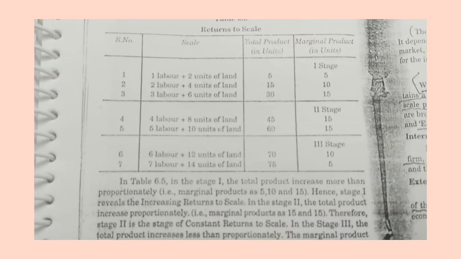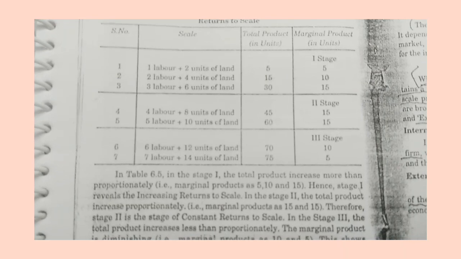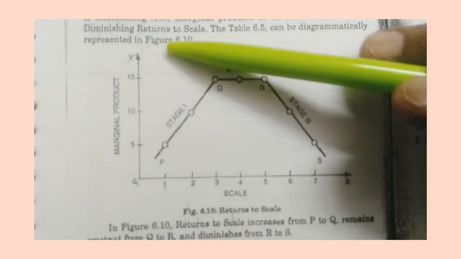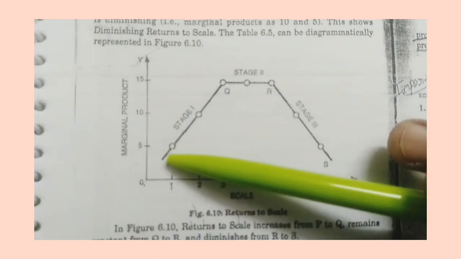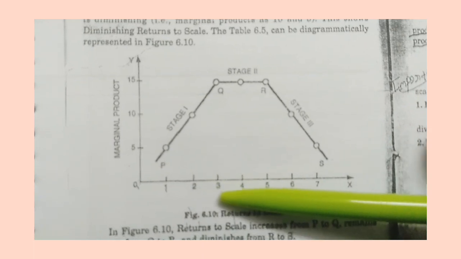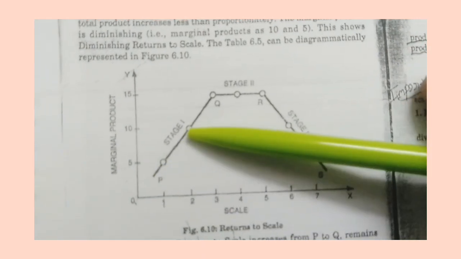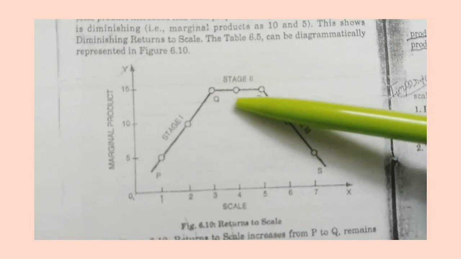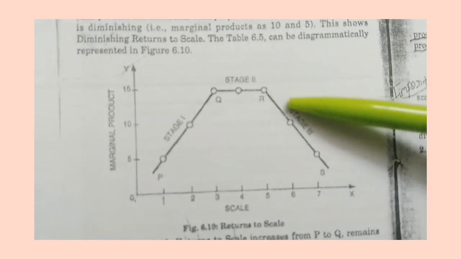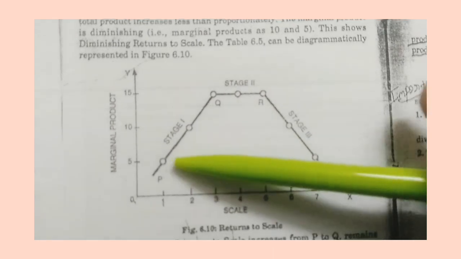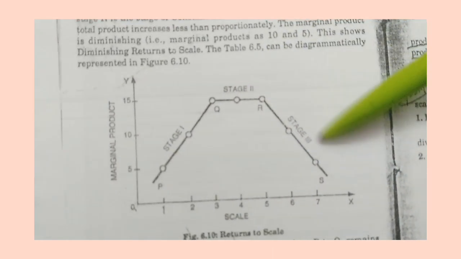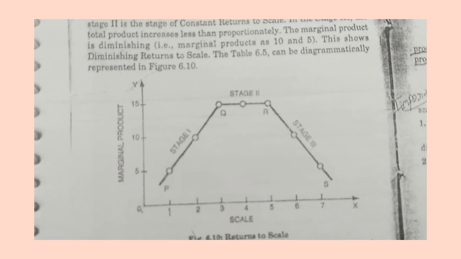This can also be explained with the help of the diagram. Look at this diagram, the x-axis represents scale, the y-axis represents marginal product. The stage 1: when you are increasing the scale, the productivity, the marginal production, is increasing. After this point, the marginal production is constant. After this point, the marginal production is decreasing. Stage 1 is increasing return, constant return is stage 2, and stage 3 is the decreasing return.